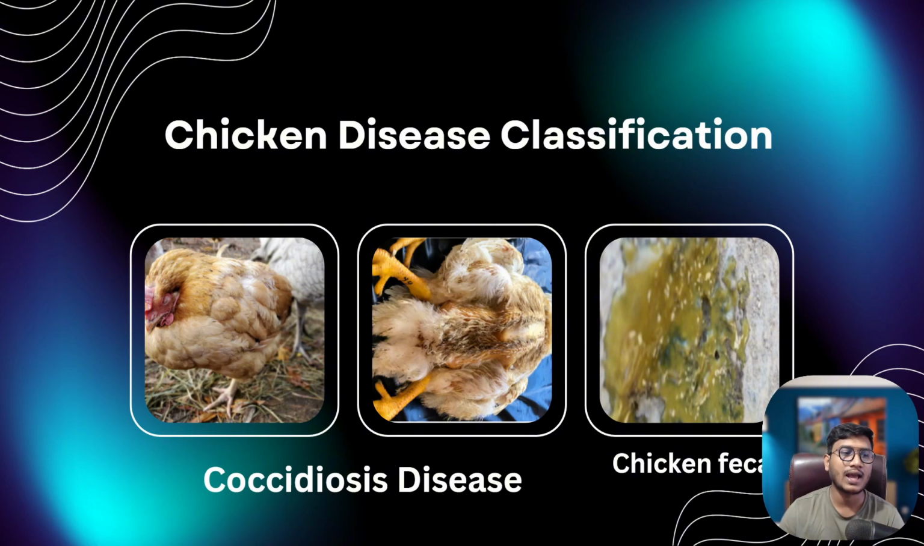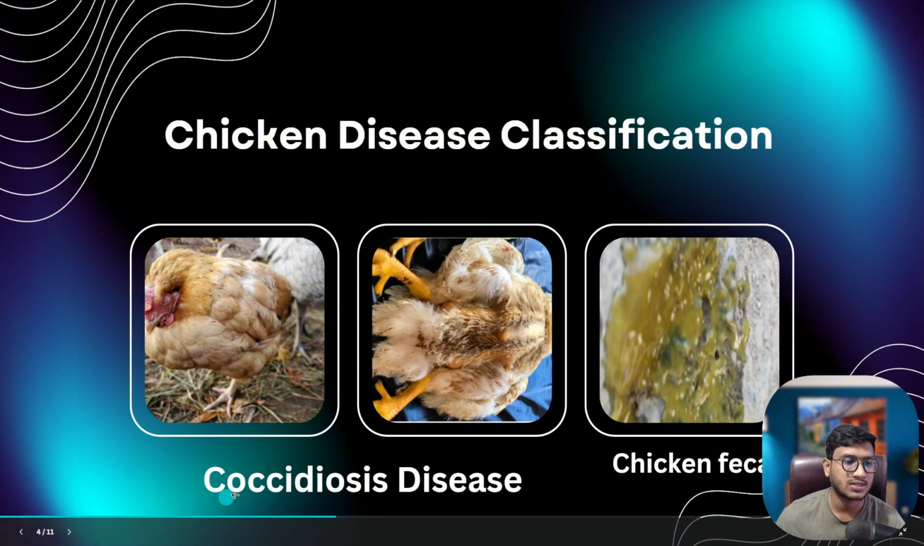So here I have collected some data from a website. I'll tell you which website you can follow to collect these kinds of data. I collected some images from that website. The images contain coccidiosis disease affected chicken. You can see this is the coccidiosis affected chicken. So this disease name is coccidiosis. You can search on Google what coccidiosis disease is. So this is one kind of disease affecting chicken.